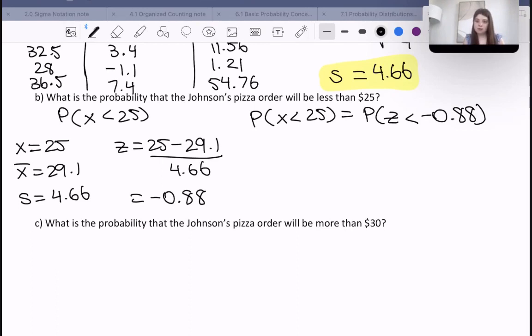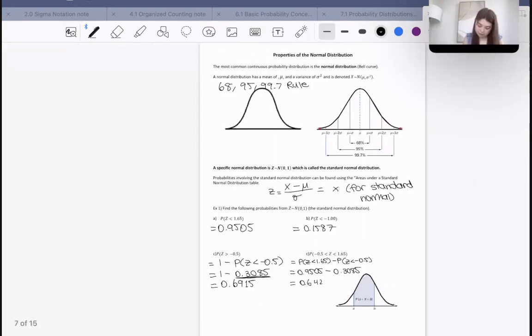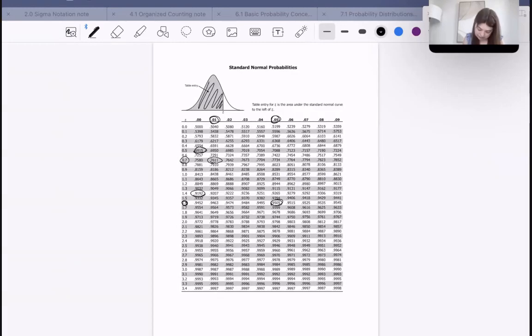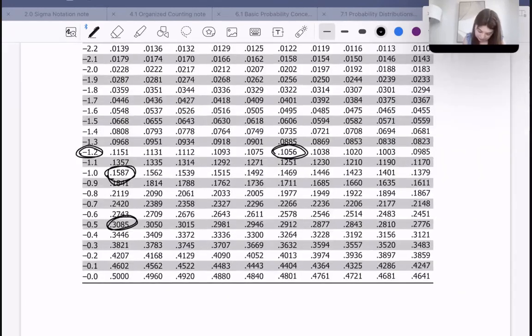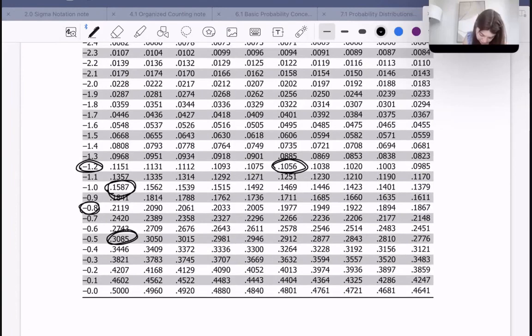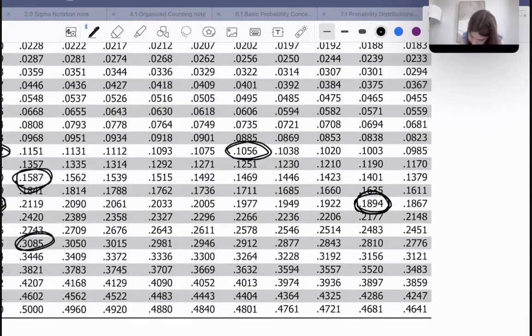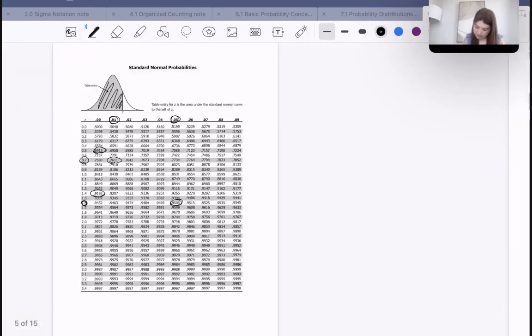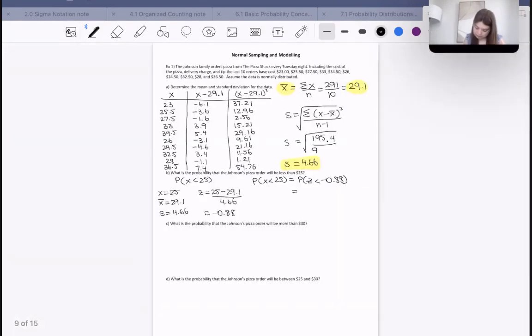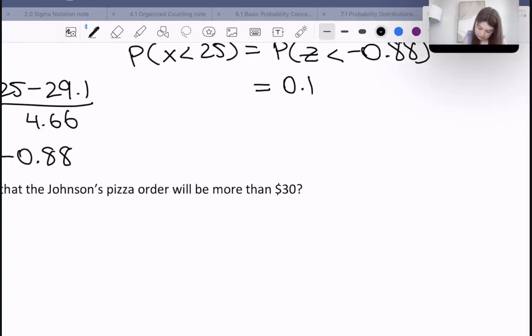So what's the probability of that? That's a good question. How do we find that out? Well, we go to the Z-score table. So we were looking for the number negative 0.88. So let's do it. Negative 0.8. Oh, well, that's here. And then 88, that would be out here. So it's that one there, 0.1894. Okay, so let's do that. 0.1894 would be our answer.